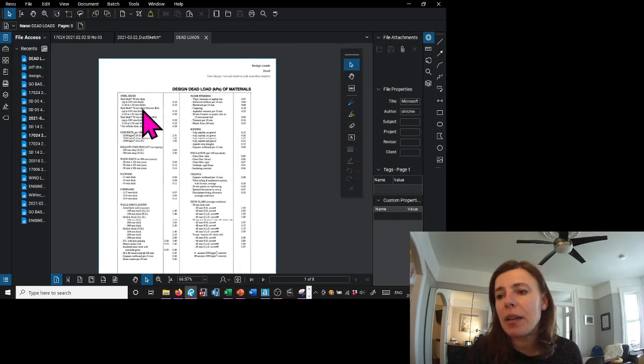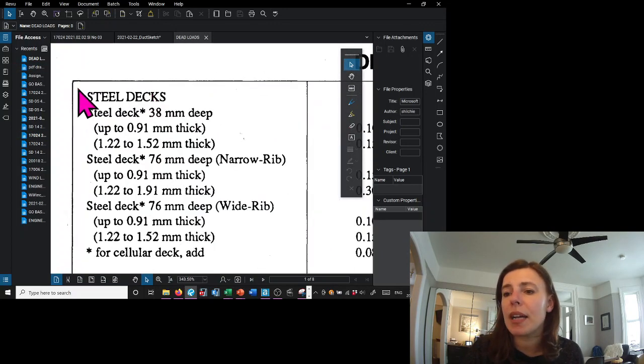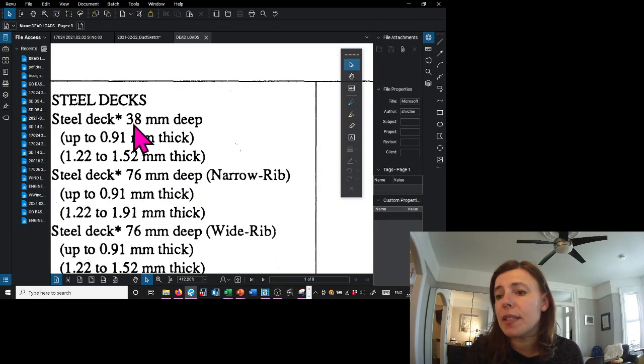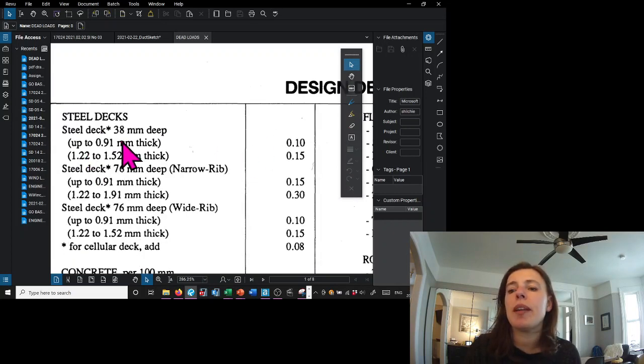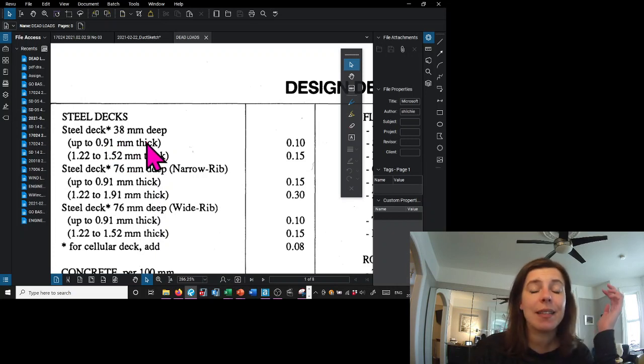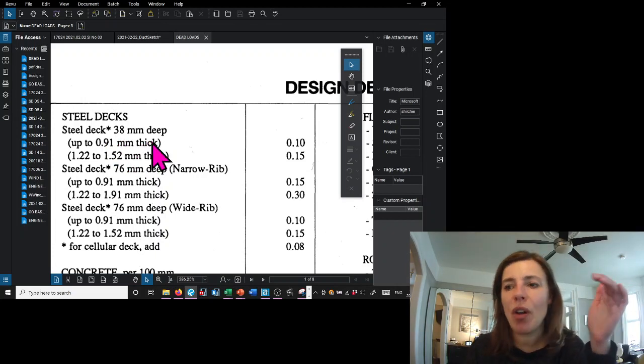So 38 metal deck. There is a whole section of steel decks here. And look at this. Steel decks, 38 millimeters deep. They have 2 different numbers. I am going to tell you that the norm is this, the 0.91 millimeters thick. If it wasn't this, I would tell you and you would know.